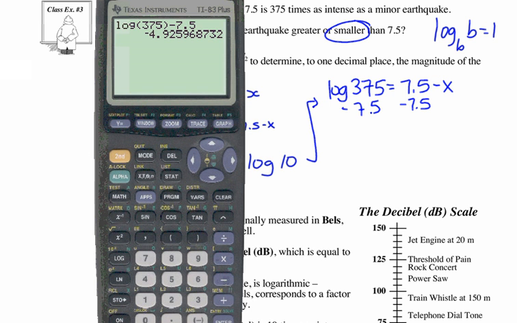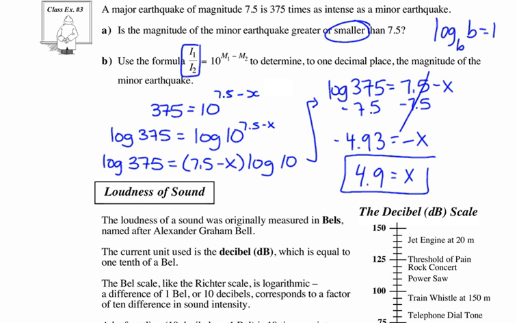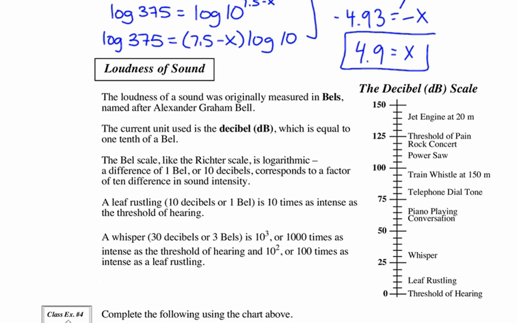Okay, negative 4.93 equals negative x. So what's x equal to? To the nearest tenth, 4.9. So the magnitude would be 4.9. Yeah. You could figure it out.